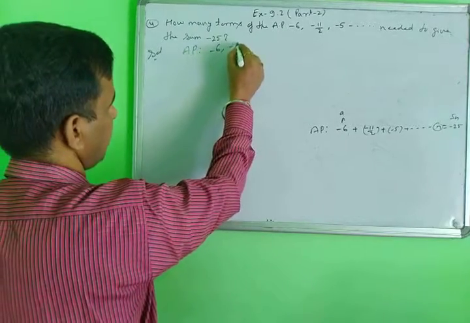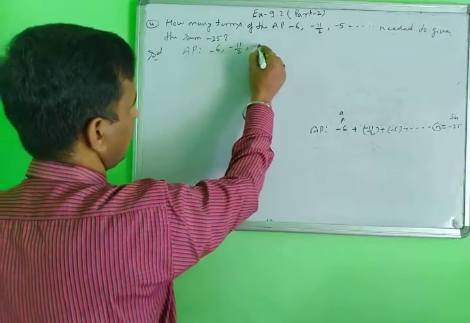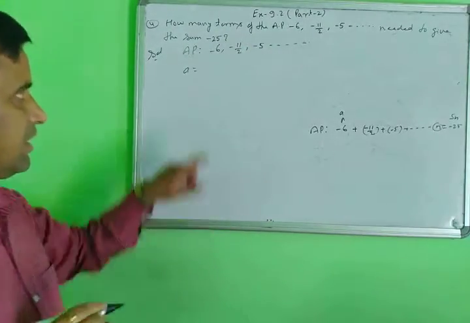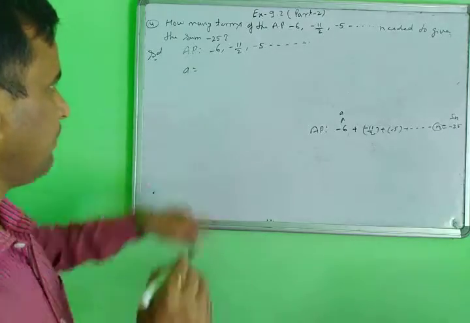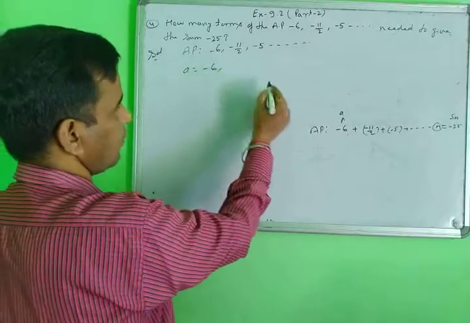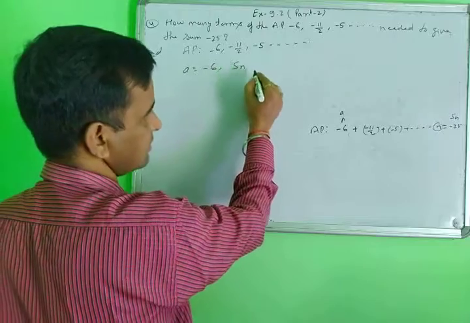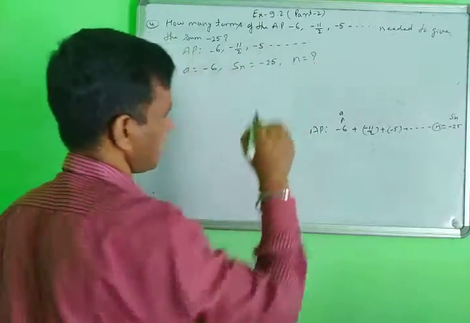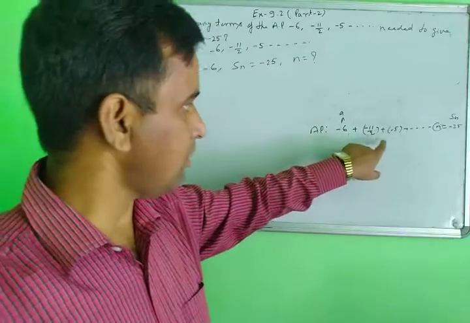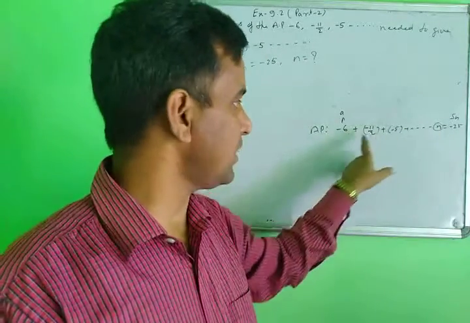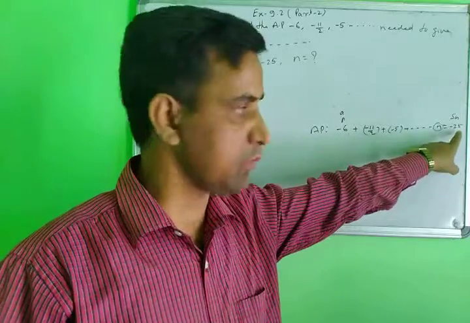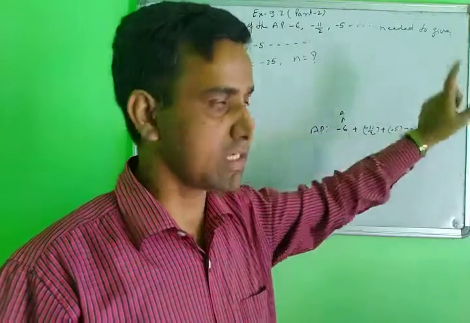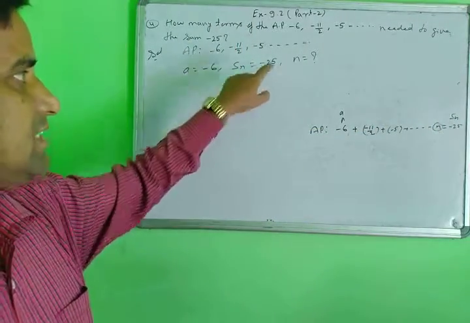Minus 6, minus 11 by 2, minus 5, and so on. So what is A here? A means the first term. The first term here is minus 6. The value Sn is minus 25, and you will find how many terms. N is required here, that is, how many terms of this AP are required so that the sum of these n terms will be minus 25. This is called Sn.